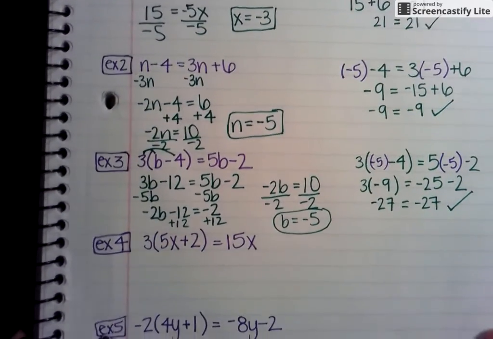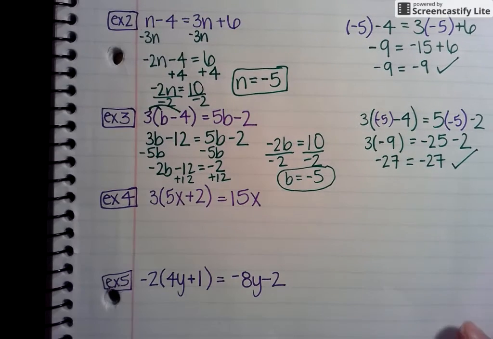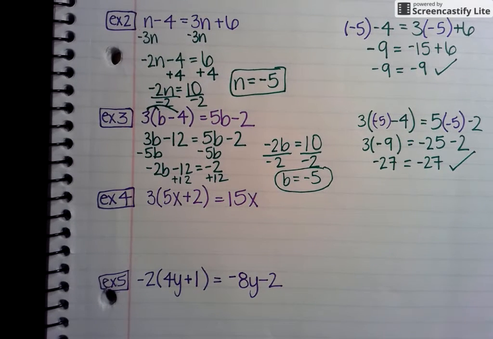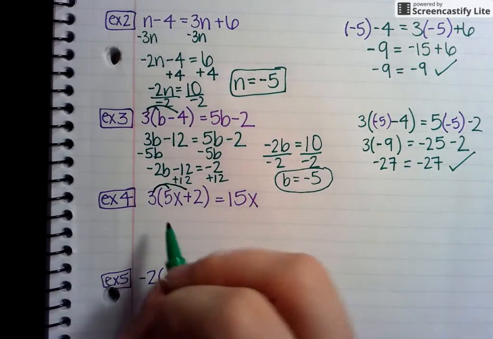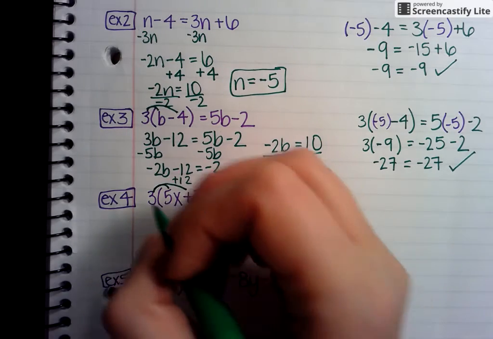Okay, I have 2 more examples left. These are going to be special cases, and what I mean by that is they're going to have special answers. I'm still going to solve them the same way. I want to get the variables on one side and the numbers on the other. So I'm going to multiply 3 by everything in parentheses using the distributive property.